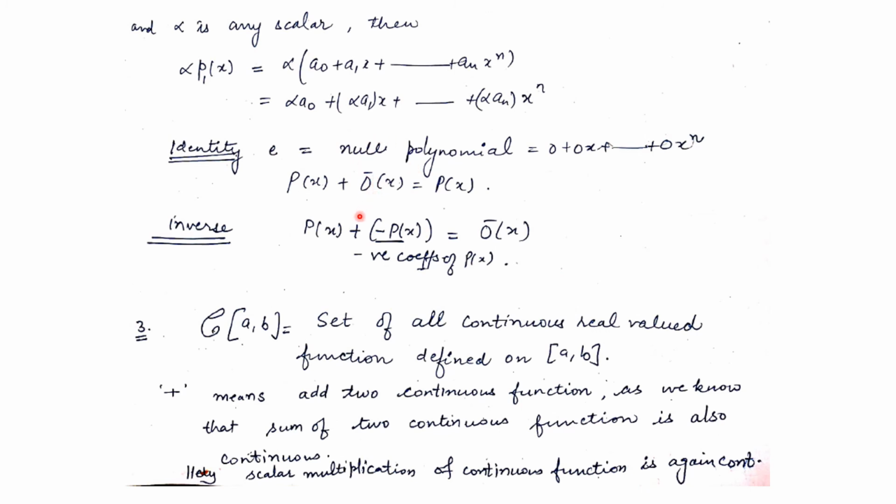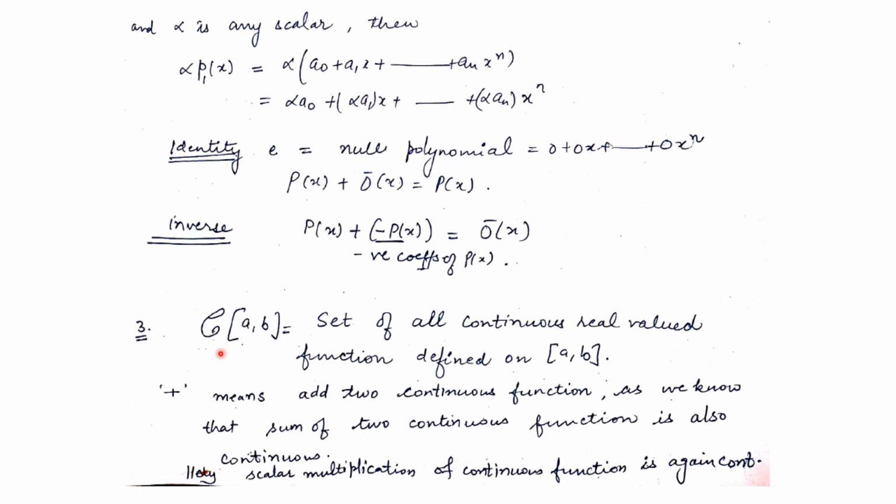So the set of all polynomials of degree less than or equal to n is a vector space under the binary operation addition and scalar multiplication, defined like this.